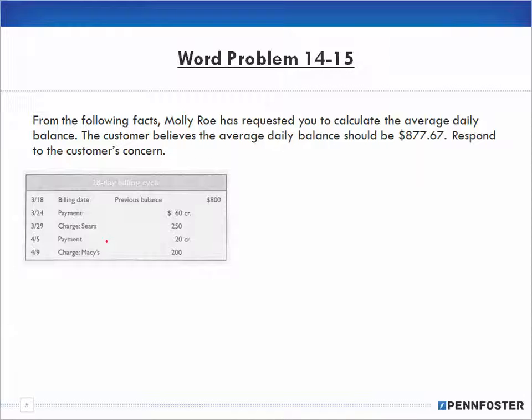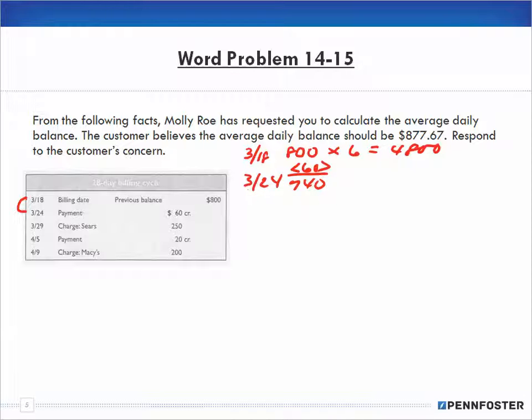So the beginning balance on 3/18 was $800. From 3/18 to 3/24, that's 6 days. So over that period of time, 800 times 6 is $4,800. Now on 3/24, there was a payment of $60. So the balance changed to $740 on 3/24 due to that payment.